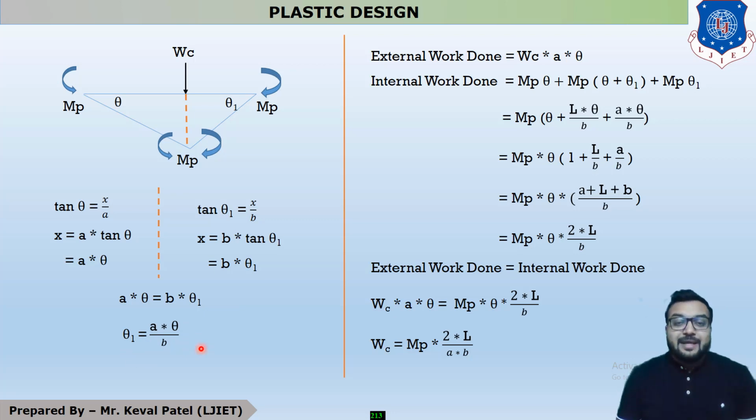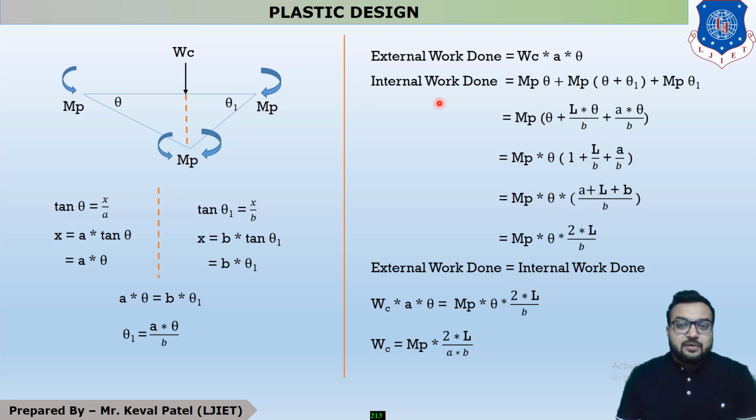Now, the term external work done. External work done means the loads which are acting externally. So it is load into deflection under that load. So it is W into this value, which is a theta. So your value of external work done is WC into a theta.